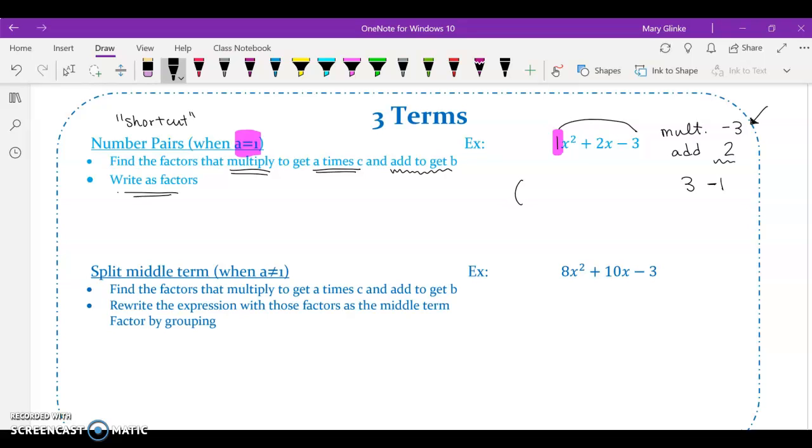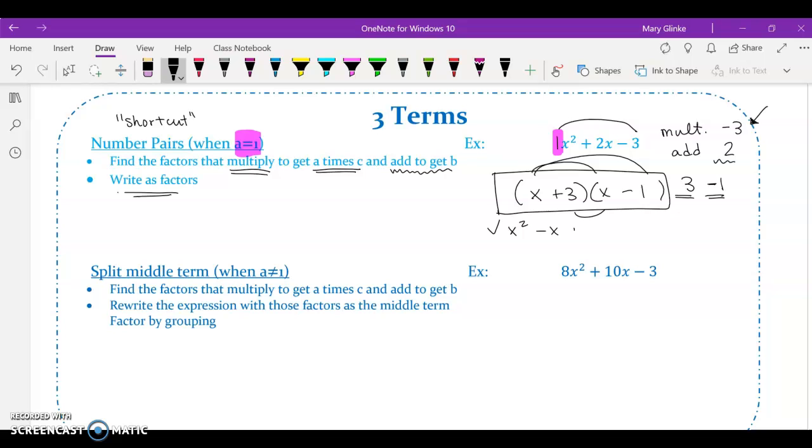Once we find these factors, here's our shortcut method. We can go ahead and just write out our parentheses. Our first term is going to be x. We're going to do +3 in one of them and -1 in the other. This is our factored form. And this works because let's go ahead and check this one. If we were to multiply, we'd get x squared minus x plus 3x minus 3. And if we were to combine those, we'd get x squared plus 2x minus 3. That's exactly what we started with.